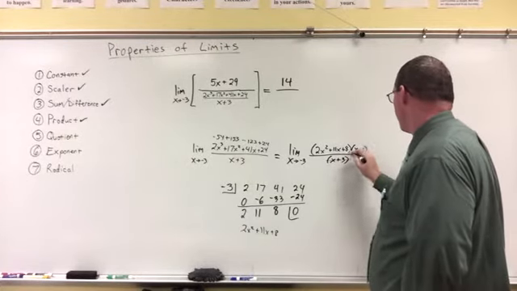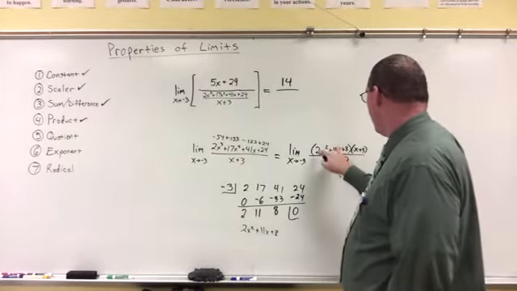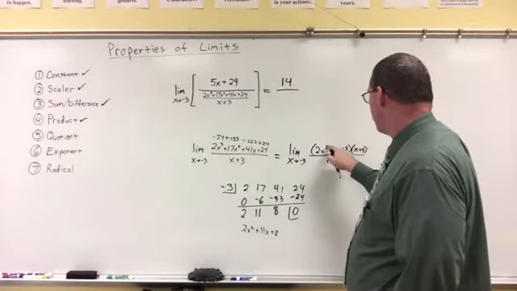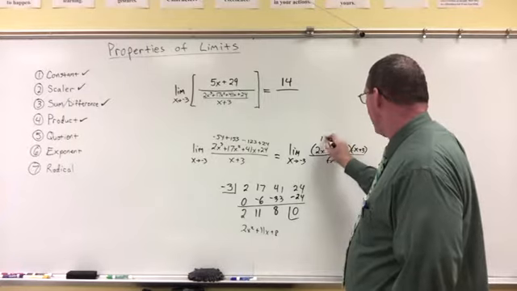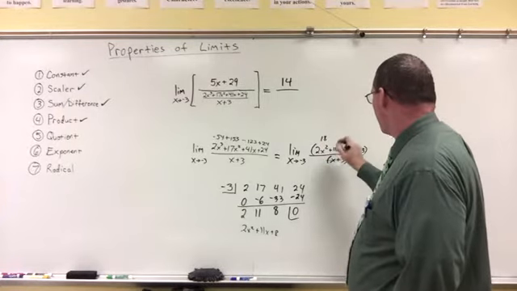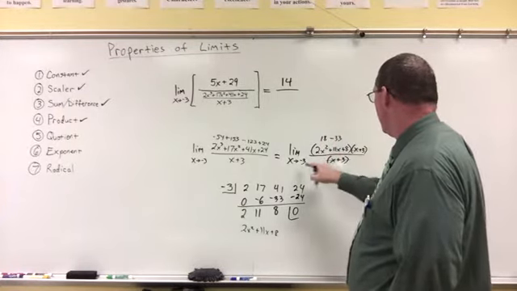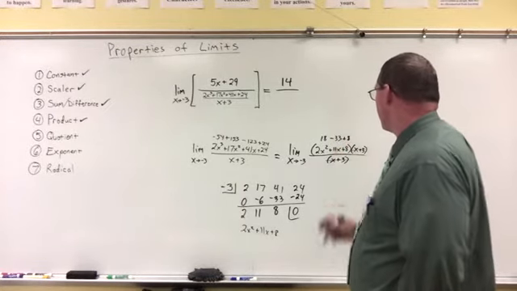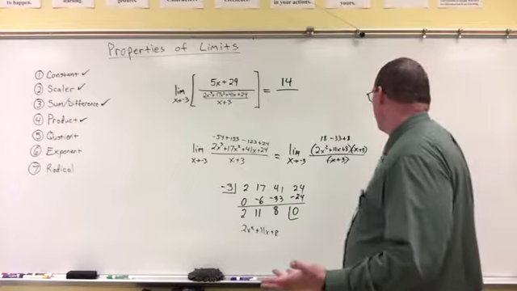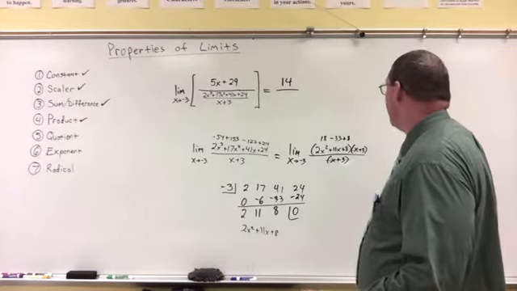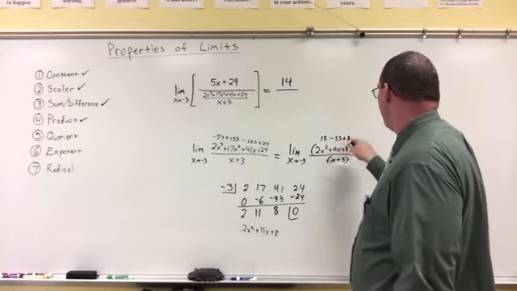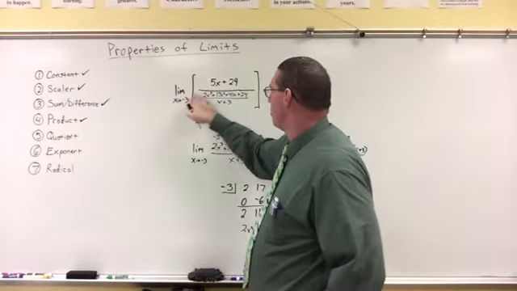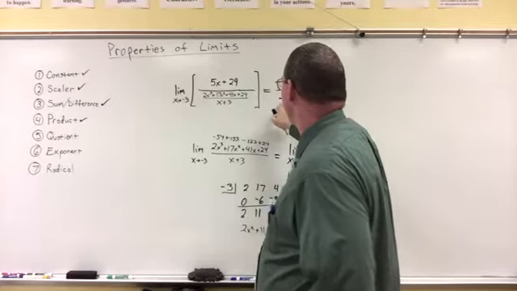Now the x plus 3's are going to cancel, and all we have left is whatever's up here. So we're going to plug the negative 3 in. Negative 3 squared is 9. 9 times 2 is 18. Negative 3 times 11 is minus 33. And then just plus 8. So 18 minus 33, that's negative 15. And negative 15 plus 8, that's negative 7. So the limit as x approaches negative 3 of the denominator is negative 7.